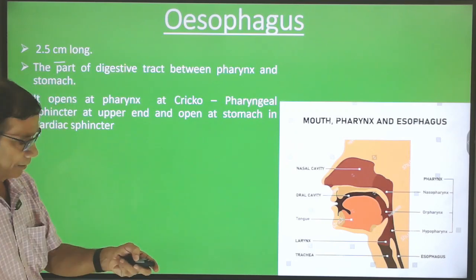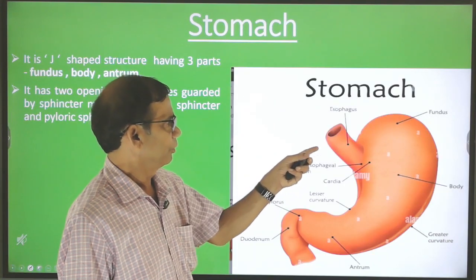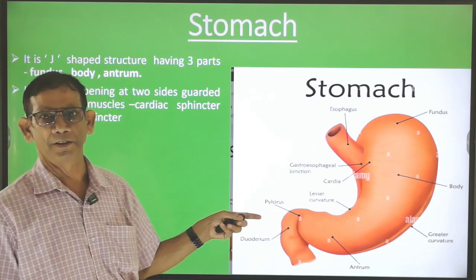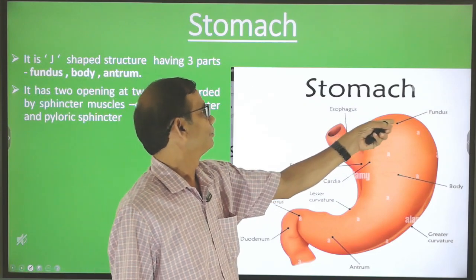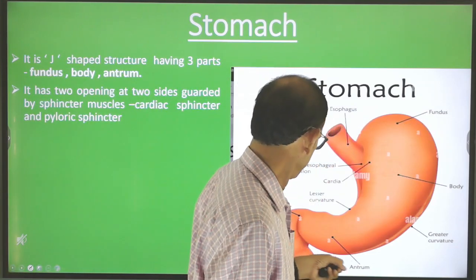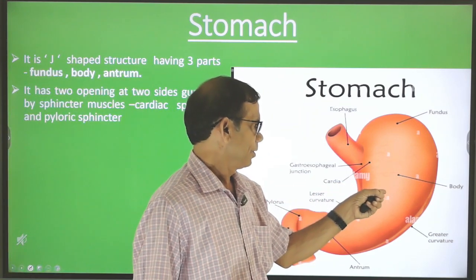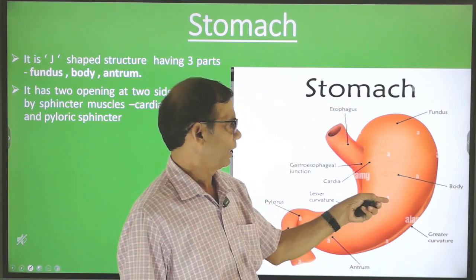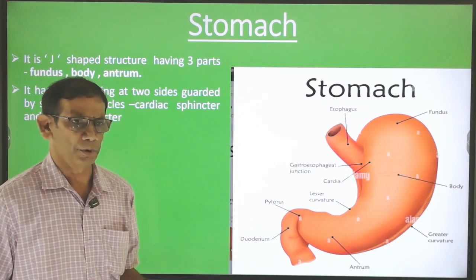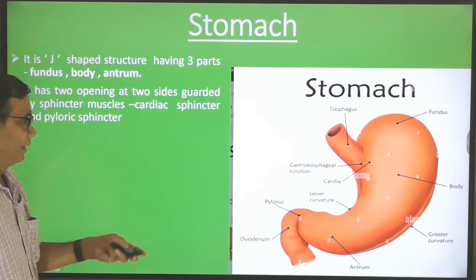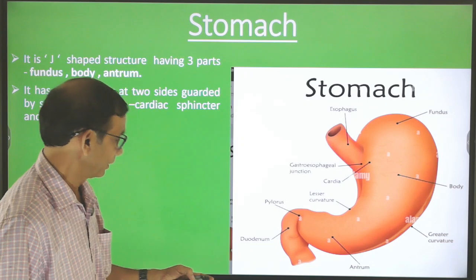Just after the esophagus, there is the stomach, which is a small J-shaped structure, alphabetically J-shaped, which has three regions: fundus, body, and antrum region. Internally, it has four muscular layers: serosa, muscularis, mucosa, and submucosa. It has two sphincters also, the cardiac sphincter and the pyloric sphincter.